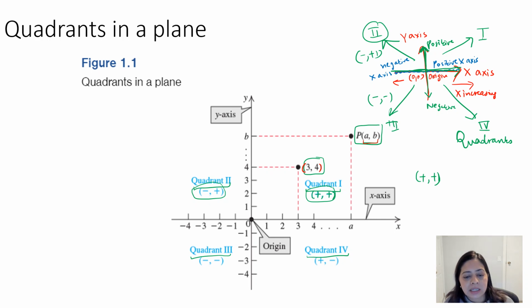(3, 4) means the distance of this point from the origin along the x-axis is 3 units, and the distance of this point from the origin along the y-axis is 4 units. In other words, in order to reach this point, you have to go 3 steps horizontally away from the y-axis in the positive direction because it's +3, and then since it's +4, you have to go up 4 units. So go right 3 units and up 4 units, and you will reach this point.